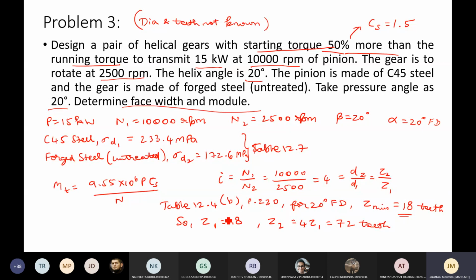According to table 12.4b on page 230, for 20-degree full depth, the minimum teeth required to avoid interference is Z1 equal to 18. If Z1 is 18, then Z2 becomes 4 times Z1, which is 72 teeth. So we start off with something that we can take directly from the table and empirical values. Once you know that Z1 is 18 and Z2 is 72, you know the number of teeth and can proceed.